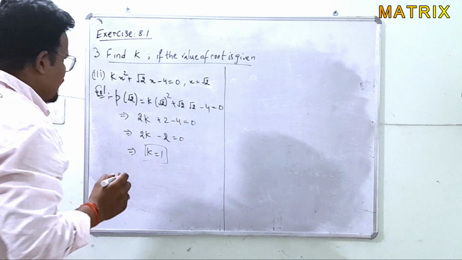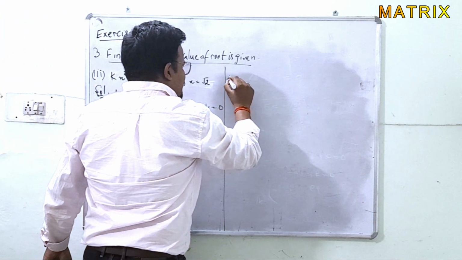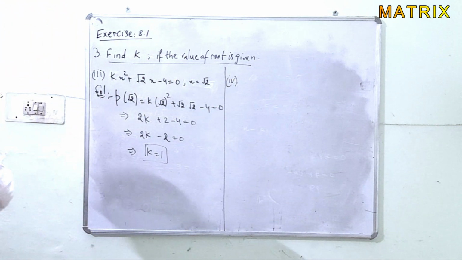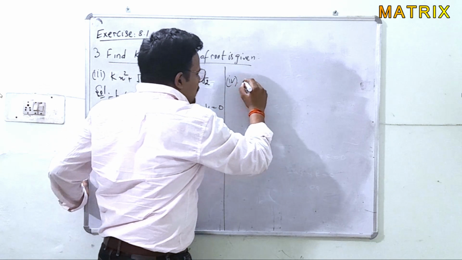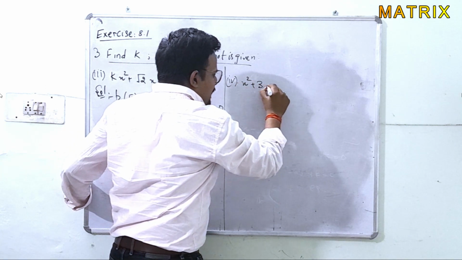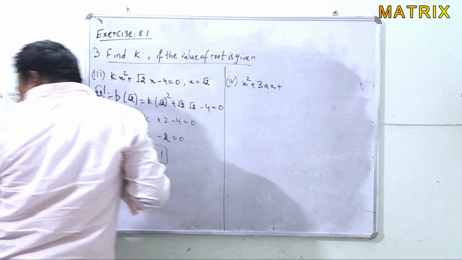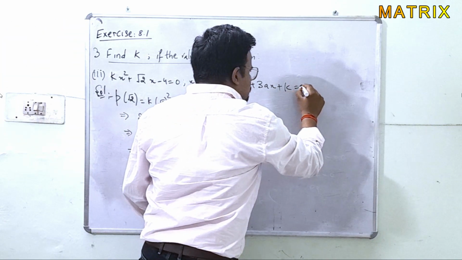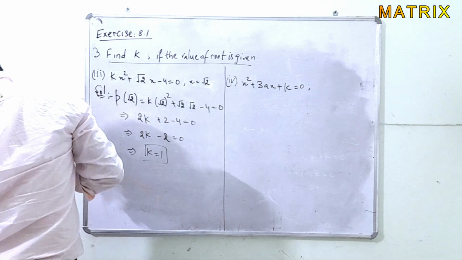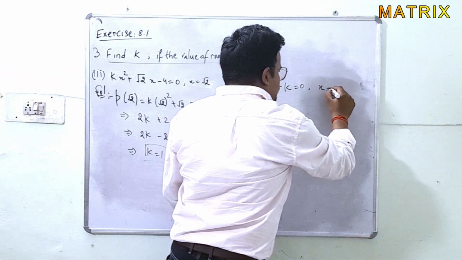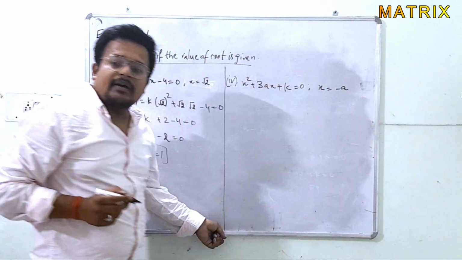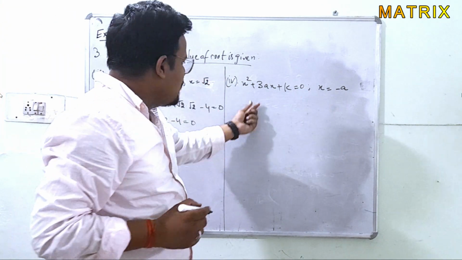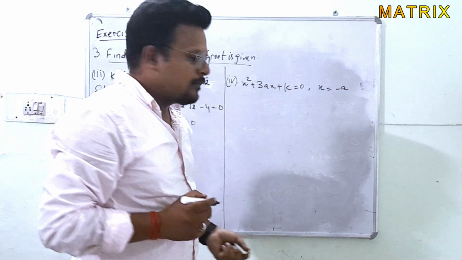It's an easy one. Now this last question, this is the fourth question. This is x square plus 3ax plus k equal to 0, and we want to find out the value for x is equal to minus a. We are given x is equal to minus a as the root of this quadratic equation, and we want to find out this k. Clear?